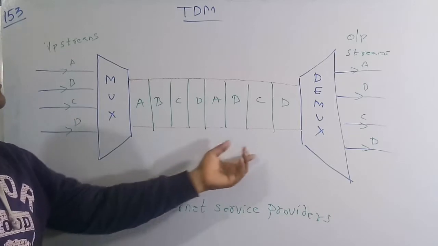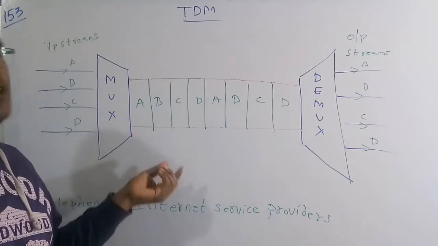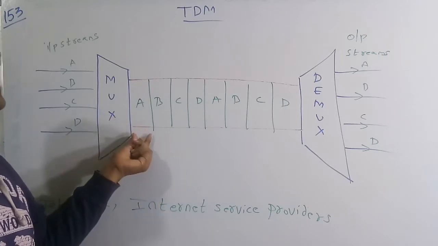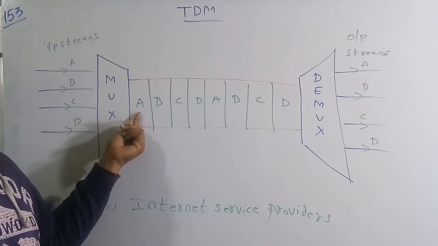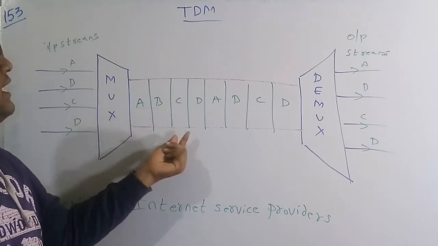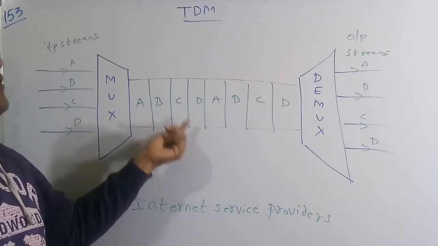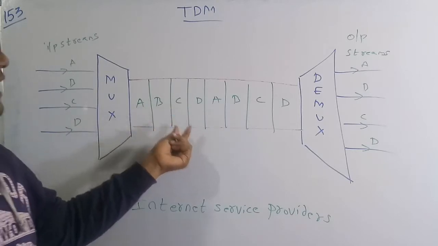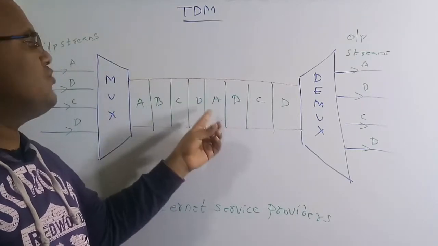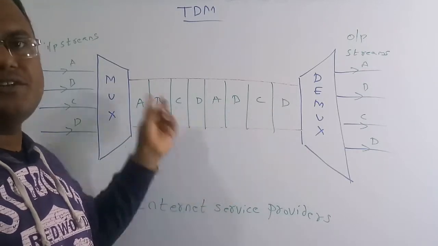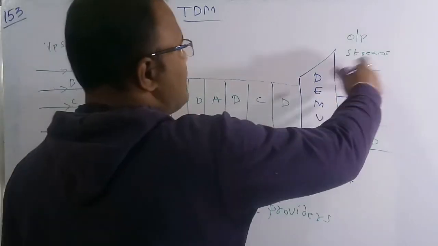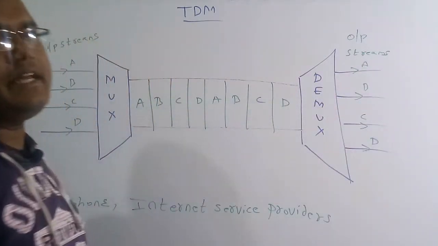Here we are going to divide this channel into time slots. We fix the time slots for each and every message signal. For the first time slot we send message signal A, for the second time slot message signal B, for the third time slot message signal C, and for the fourth time slot message signal D, and then it goes A, B, C, D again. So it is going to repeat in a sequence. Therefore, by using the demux we can convert back to the output streams A, B, C, D.